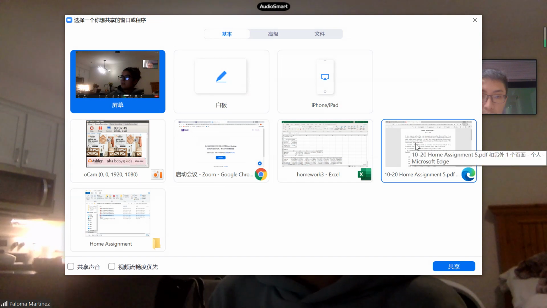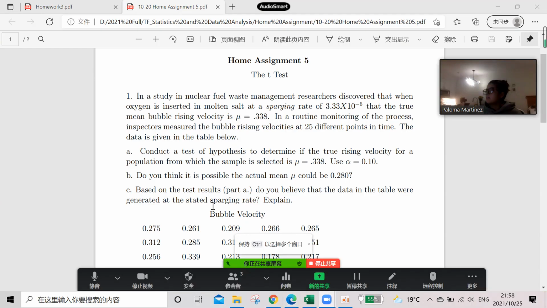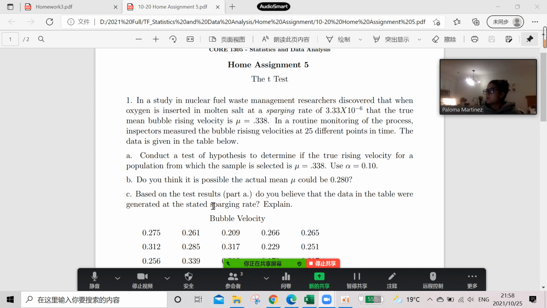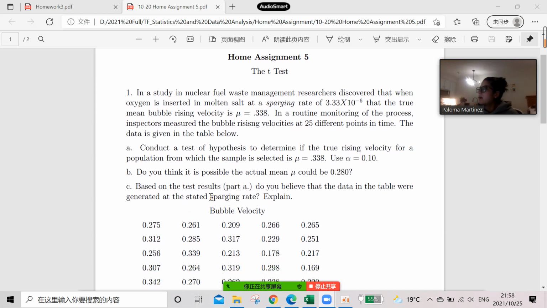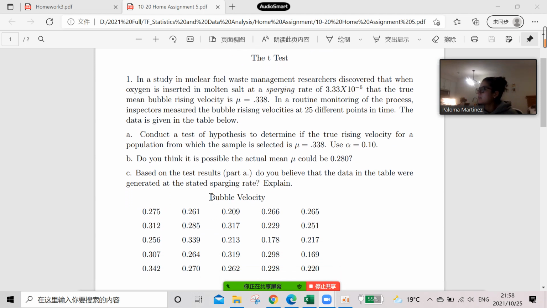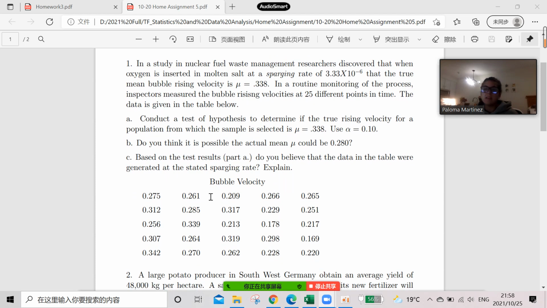So, in a study in nuclear fuel waste management, researchers discover that when oxygen is inserted in molten salt at a sparging rate of 3.3 times 10 to the negative 6 power... Maybe. But I think that the number is not so relevant. The true mean bubble rising velocity is mu equals 0.338.